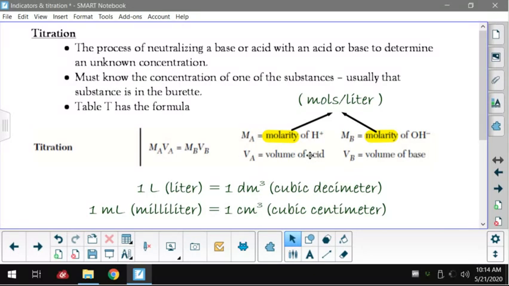Volumes of acid and base are measured in either liters or milliliters. But I also want you to be aware that a liter is also equal to something called a cubic decimeter. If you can visualize a decimeter, or 1/10 of a meter, and make a cube of it, that volume occupied is defined as a liter. Similarly, a cubic centimeter is what a milliliter is.